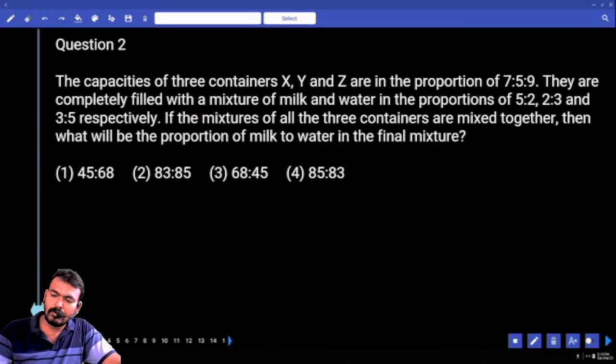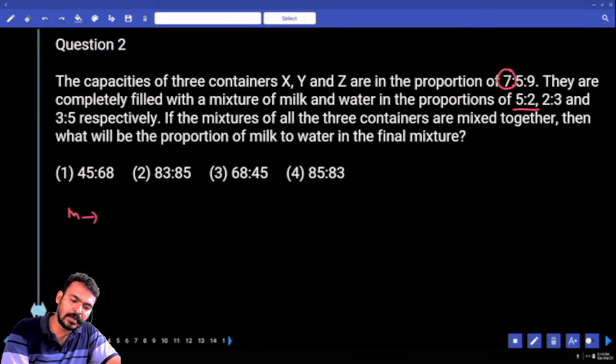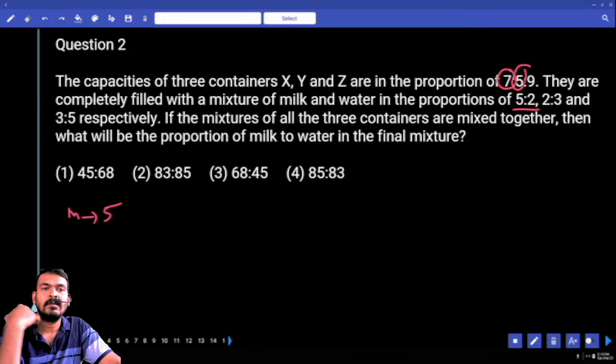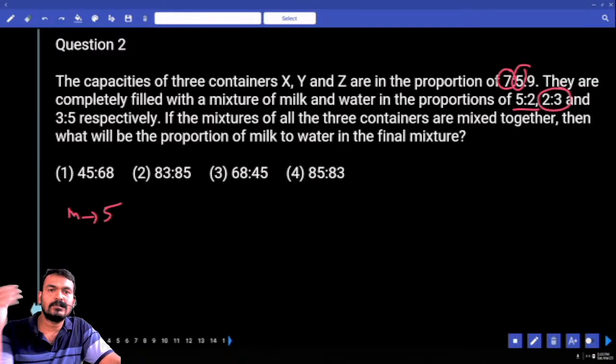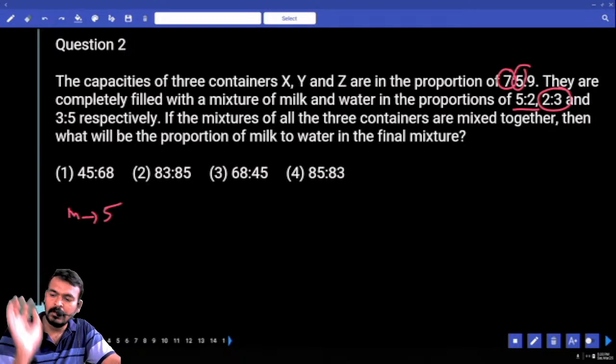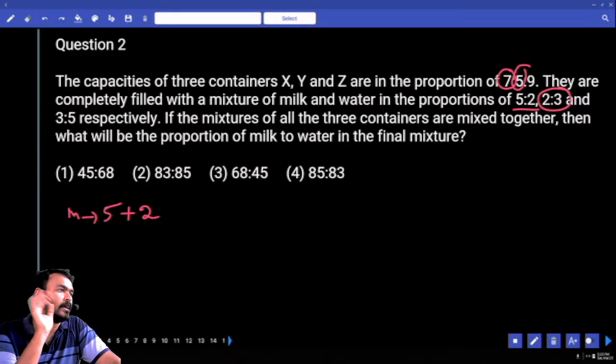First mixture total quantity is how many parts? 7 parts. In that, milk and water are 5:2. Total 7 parts, milk 5 parts, water 2 parts. In the first one, milk is how many parts? 5 parts. Second mixture total how many parts? 5 parts. In that, milk and water are in which ratio? 2:3. Total 5 parts, mixture also 5 parts. Milk is how many parts? 2 parts. That is milk in the second one.